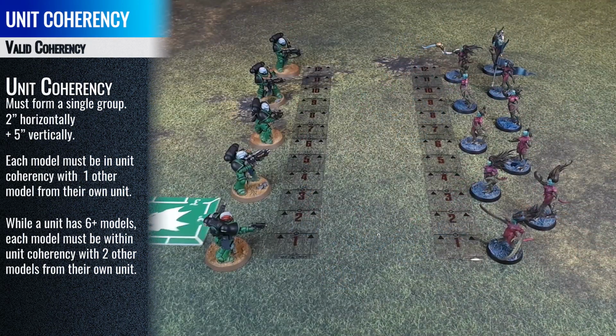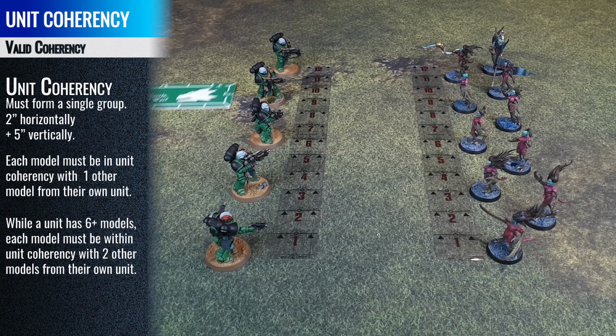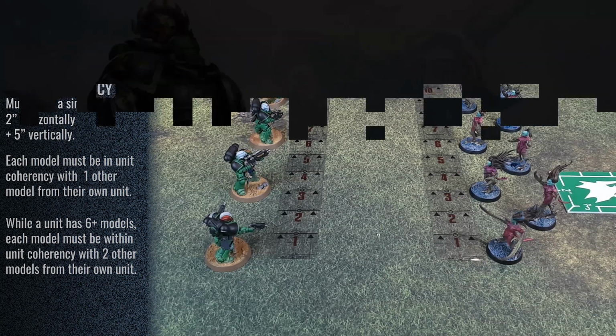It means larger units cannot string out in a line in the same way smaller units can, and for lack of a better term, need to maintain a sort of group formation.